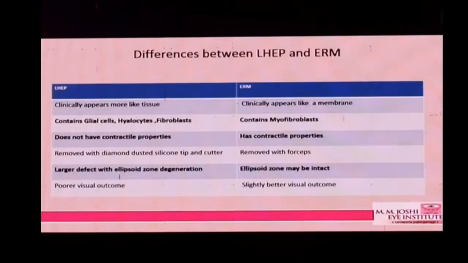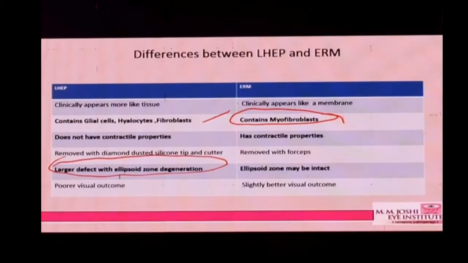My last slide is differences between LHEP and ERM. LHEP contains glial cells, hyalocytes and fibroblasts, whereas the ERM contains only myofibroblasts. And LHEP has a larger defect of ellipsoid zone degeneration, whereas the ellipsoid zone may be intact in most cases of epiretinal membrane.